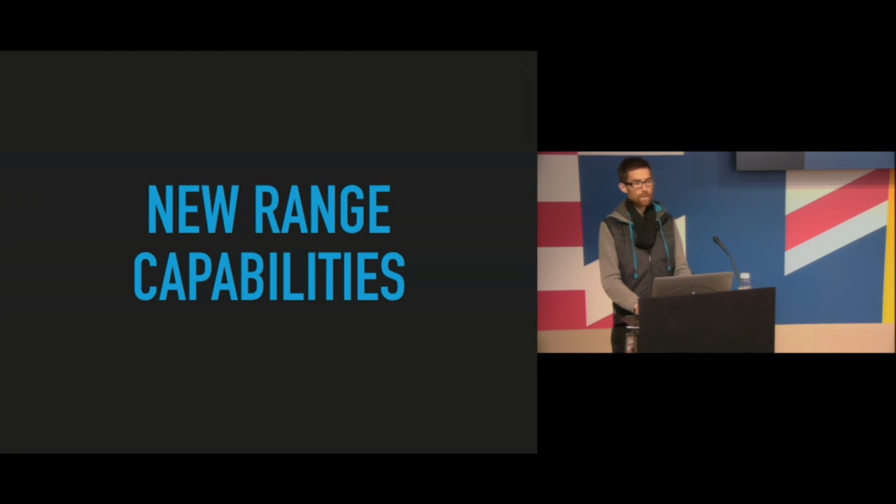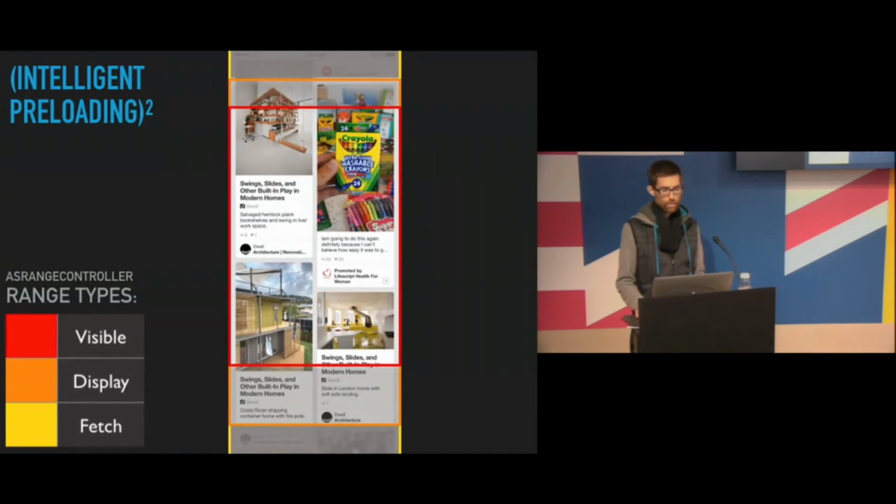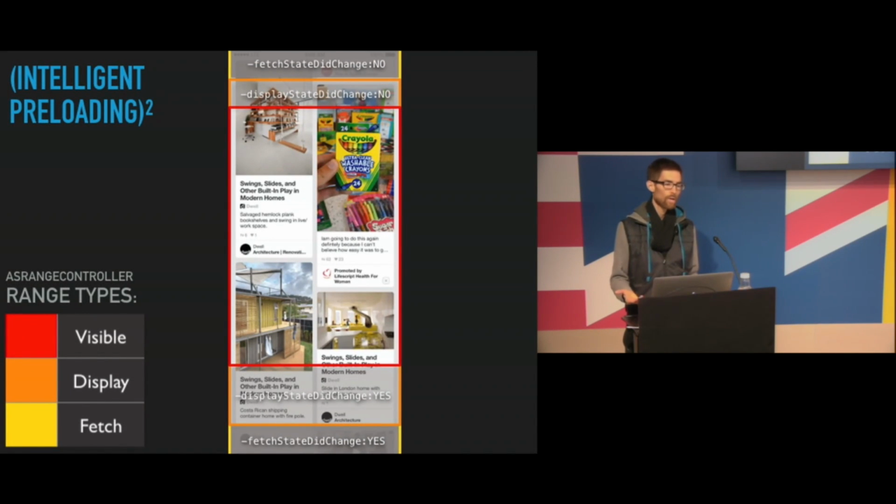So another thing is new range capabilities. One problem that came up is that Pinterest is so rich with images and data loading that at some point we hit a memory limit issue, and we had to work around that. So we added new range modes. To know what range modes actually are, I want to introduce you to the intelligent preloading mechanism we support in ASDK.